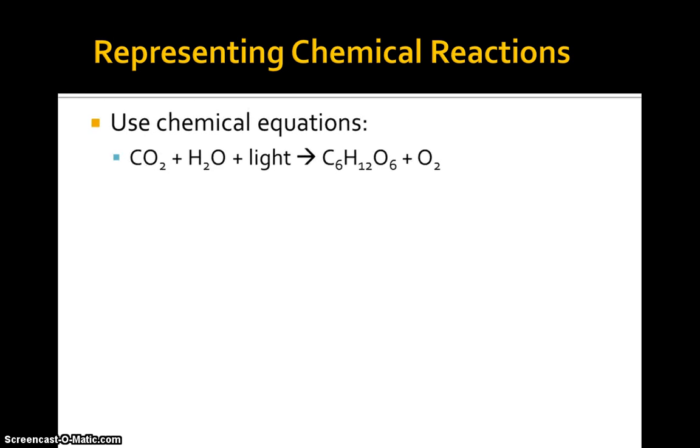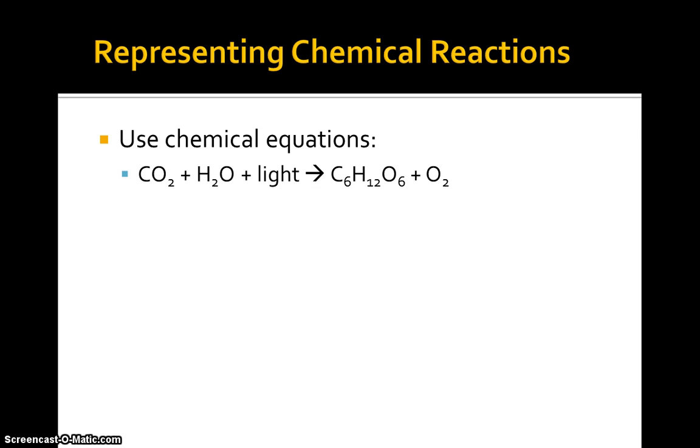So what we use to represent chemical reactions are chemical equations. They're separated by an arrow, and what that arrow does for us is it puts the reactants on the left and the products on the right. The reactants are the pieces that you put in, and the products are what you get out. So this is going to be your new chemical substances that you'll see.